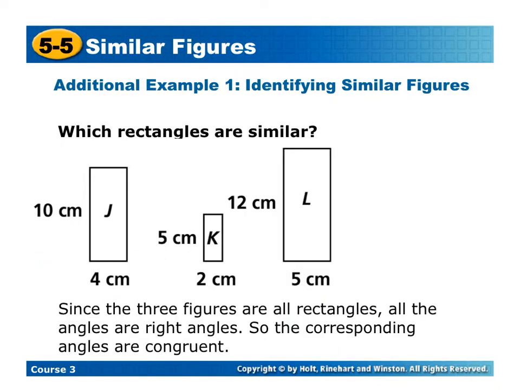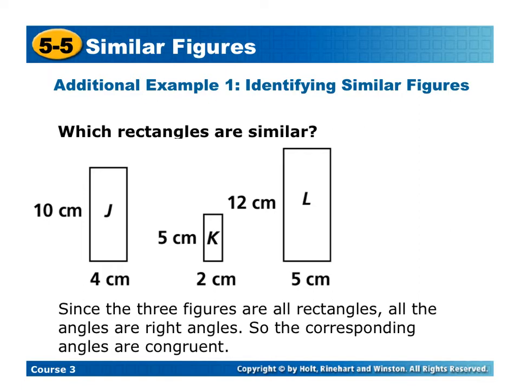So we need to determine which rectangles are similar. Now since they're all rectangles, we know that all the angles are right angles, so the angles are congruent. So now we're going to look at the sides. So we're going to compare length and width.